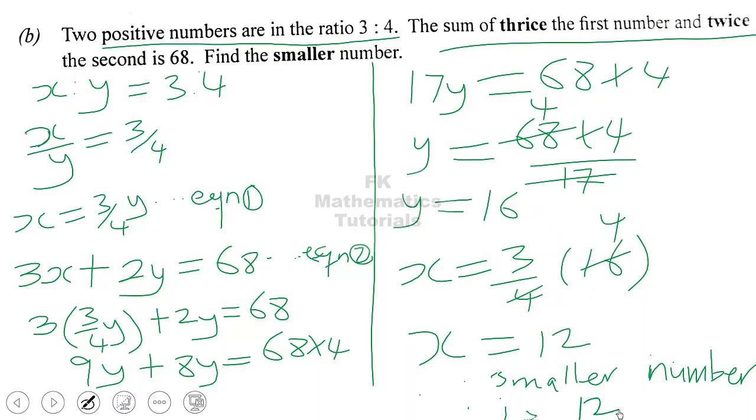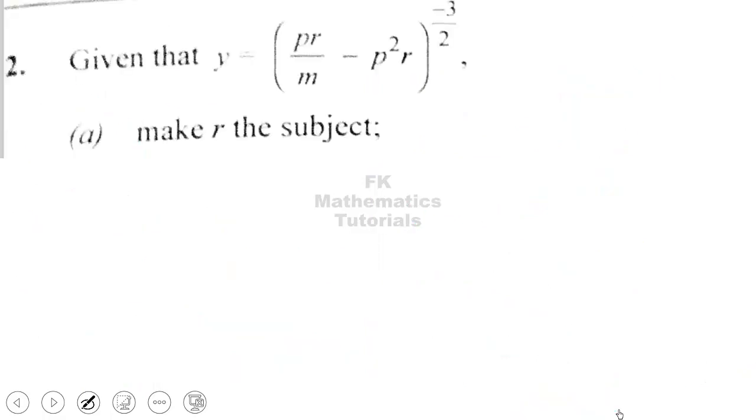Now let's look at the next question. Given that y is equal to this expression that you are seeing here, all into bracket PR over M minus P squared, R exponent negative 3 over 2. Make R the subject. So to begin, let us do this.